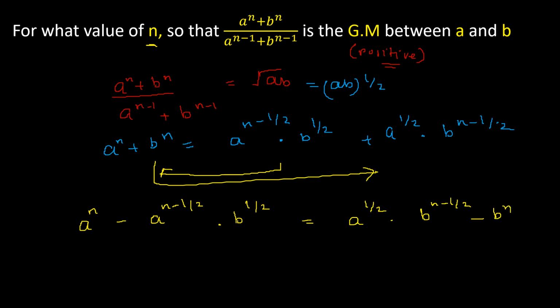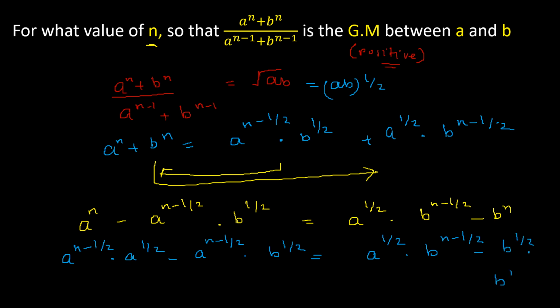Here you can see that this a^n can be written as a^(n-1/2) times a^(1/2). So let's put this, that will be equal to a^(n-1/2) times a^(1/2) minus a^(n-1/2) times b^(1/2), and that will be equal to b^(n-1/2) times a^(1/2) minus b^(n-1/2) times b^(1/2).